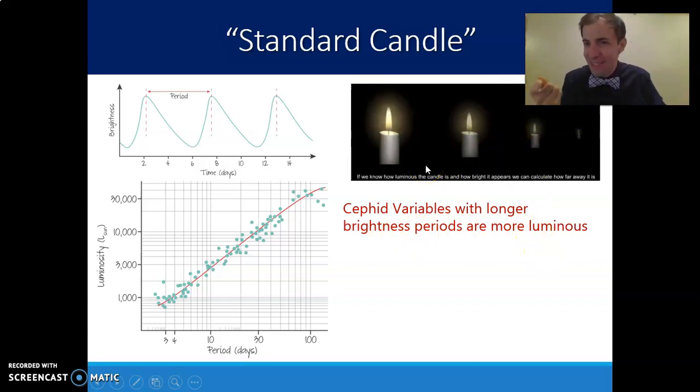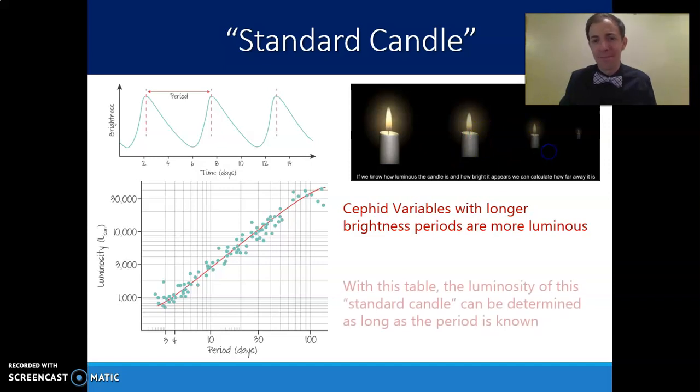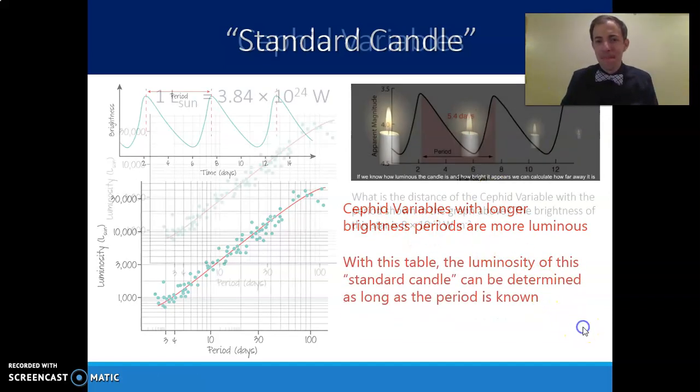The reason we can call this a standard candle is that a standard candle is basically something of known luminosity. If we know how many watts it's outputting, we can figure out how far away it is because we can measure its brightness. So we can use the Cepheid variable to figure out its luminosity in watts. If we know the luminosity in watts and we can measure its brightness, we can figure out how far away that object is. A standard candle is just something that we know how luminous it is, so its brightness can basically tell us how far away it's going to be.